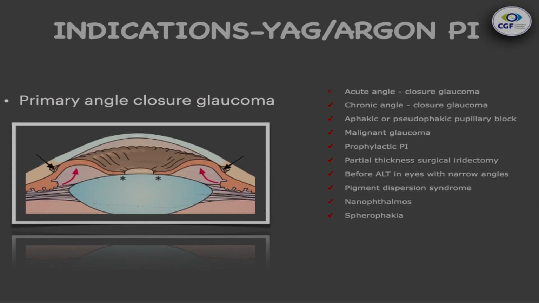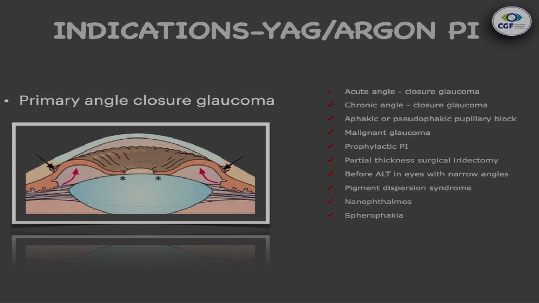Whether you take argon or YAG, the indications are going to be whether it is a primary or secondary angle closure disease, which is one of the main indications for the laser. The second main indication is probably going to be the open angle glaucomas where you want to do the SLT or ALT, where you want the angle to be a little widened. That is one area where you can have the indication.